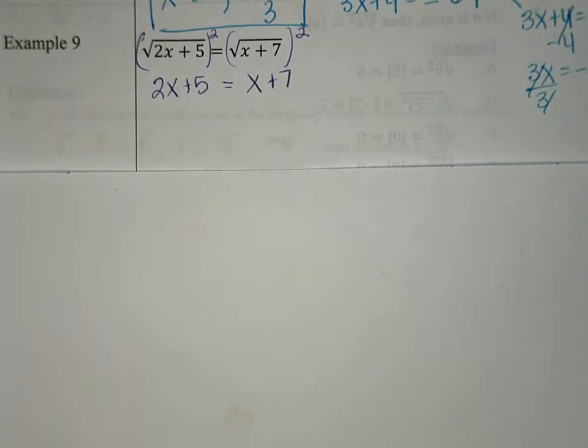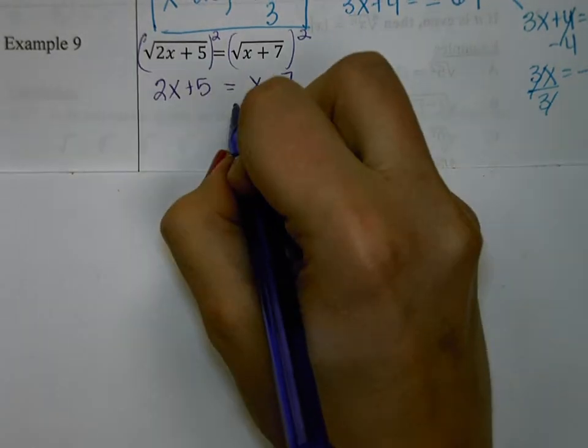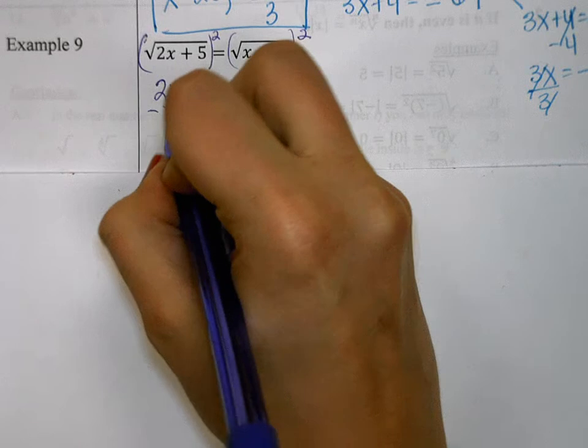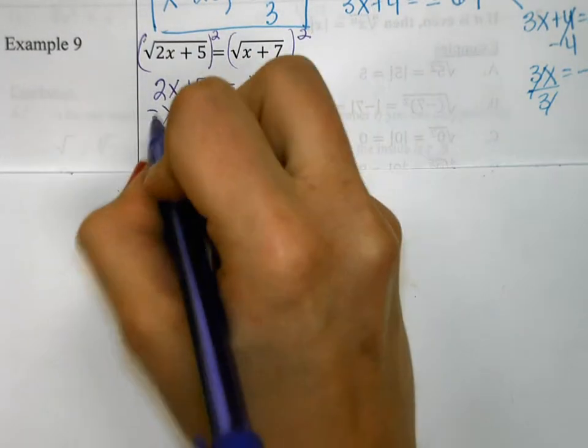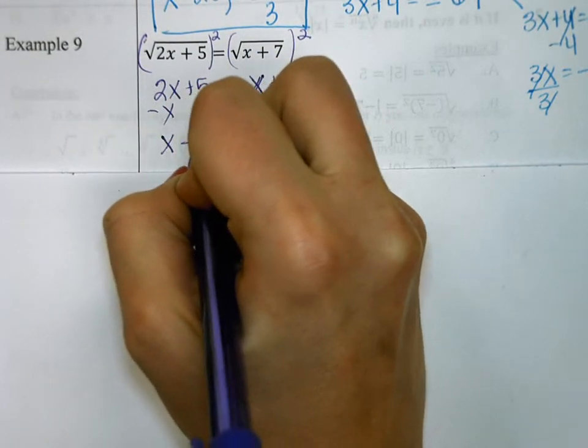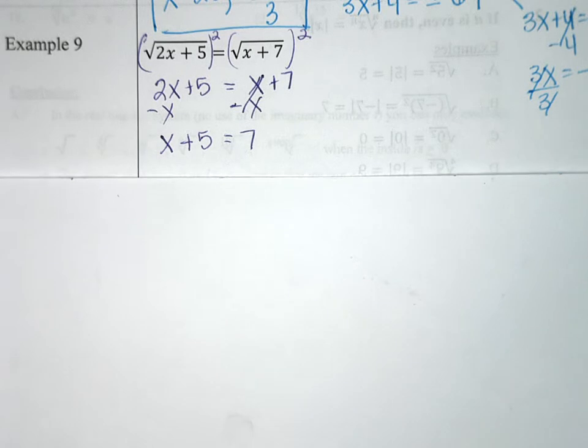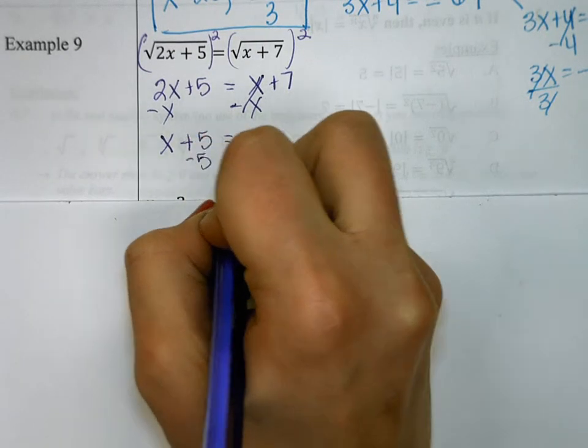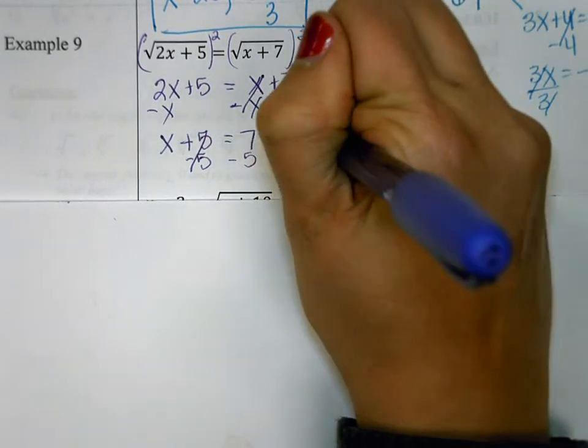This is an Algebra 1 problem, so we want to get all x's to one side. So let's subtract x from both sides. 2x minus x gives me x plus 5 equals 7. Subtract 5 and I get x equals 2.